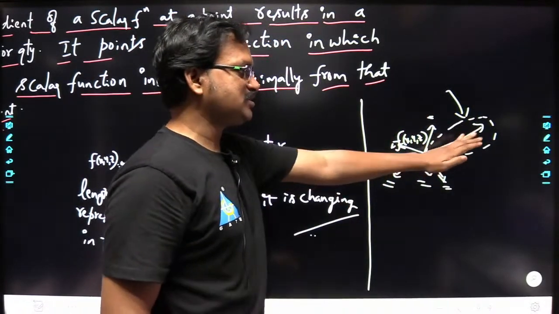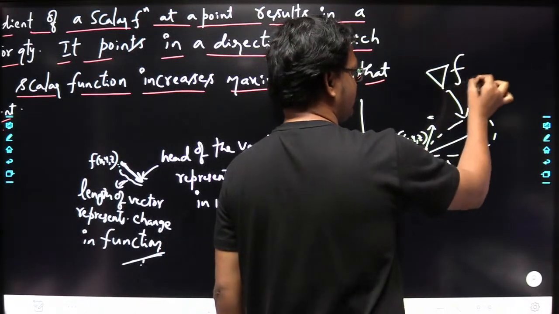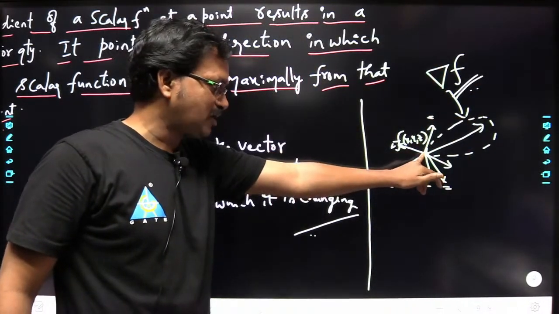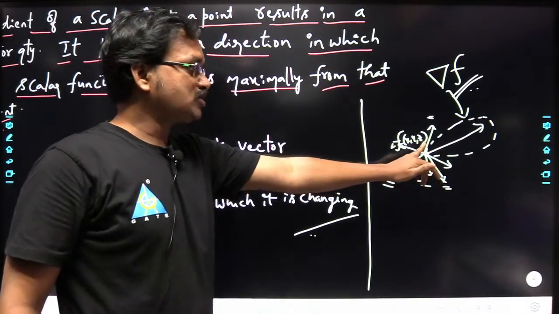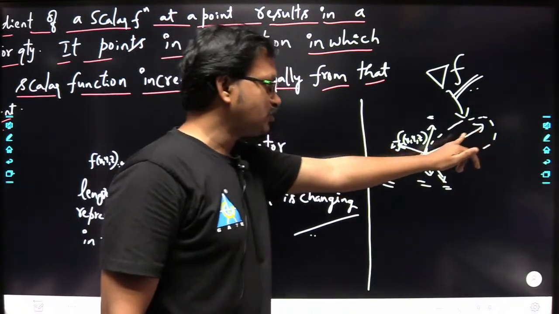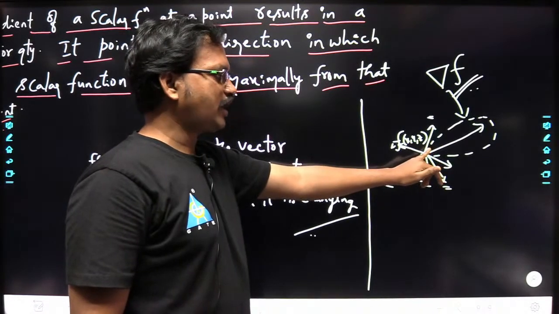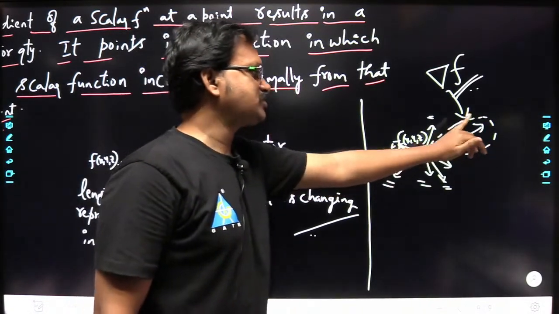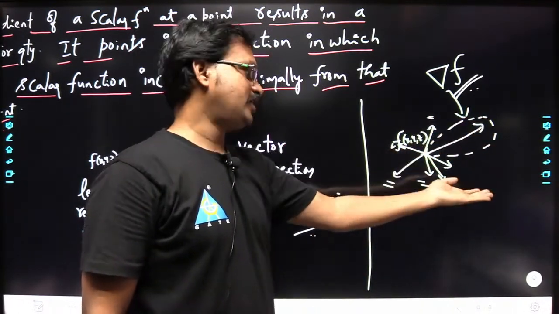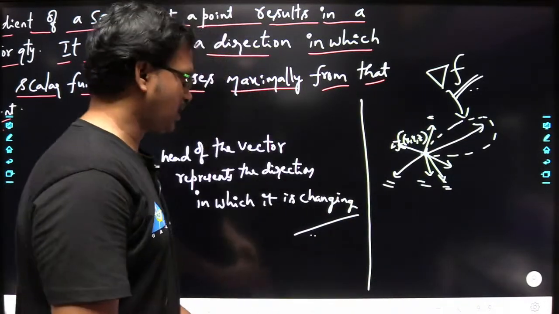We can determine this direction with the help of what? With the help of the gradient of f. Whenever you determine the gradient of f at this particular location, it is going to give you this vector, which is going to tell you the direction in which this function is changing maximally. Right? Yes or no? Okay.